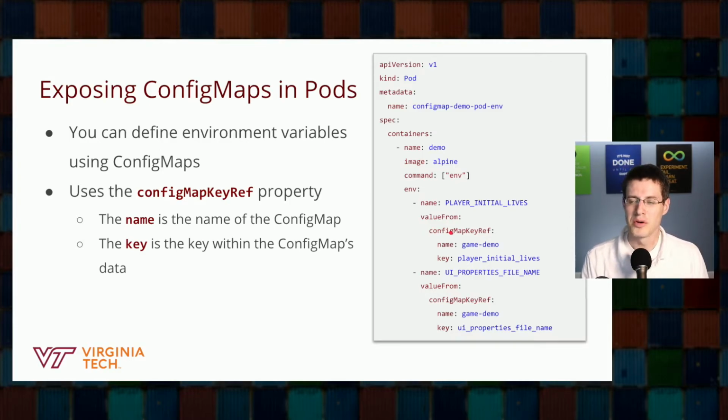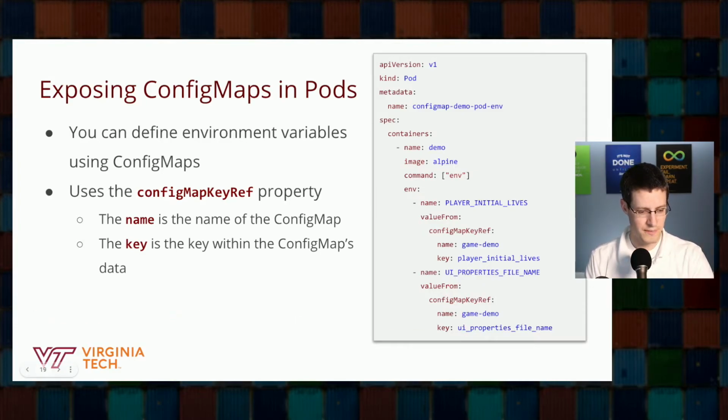Okay, so what we're saying is that the value for this player_initial_lives environment variable is actually going to come from a config map. And the config map that we want to pull from is called game-demo, and the key is player_initial_lives. Okay, and same thing for this other environment variable. I have a UI_PROPERTIES_FILE_NAME, and then a valueFrom coming from the config map.